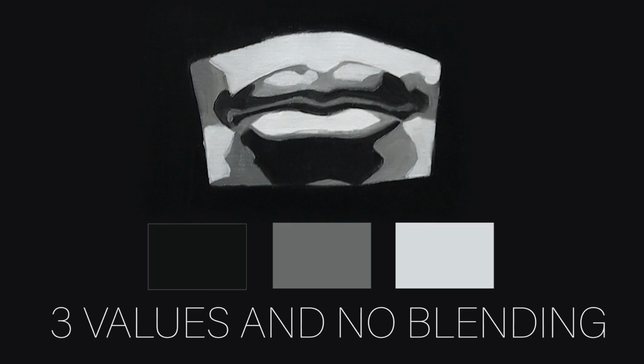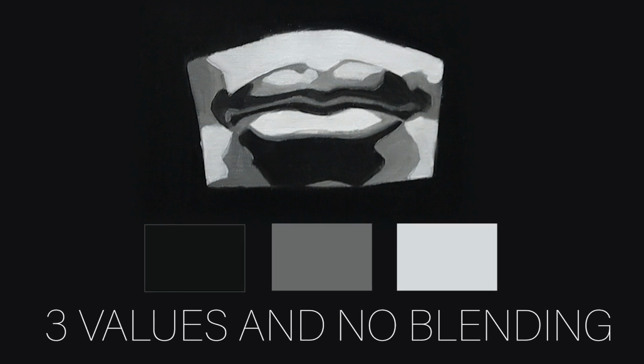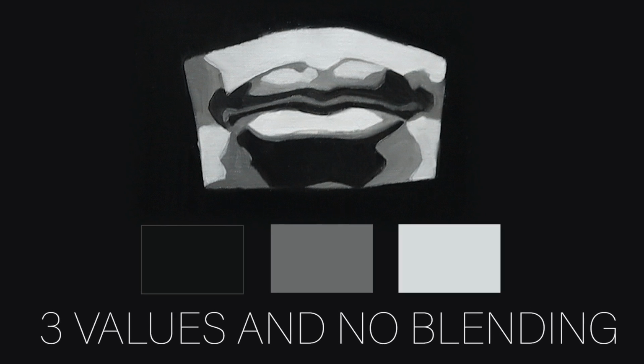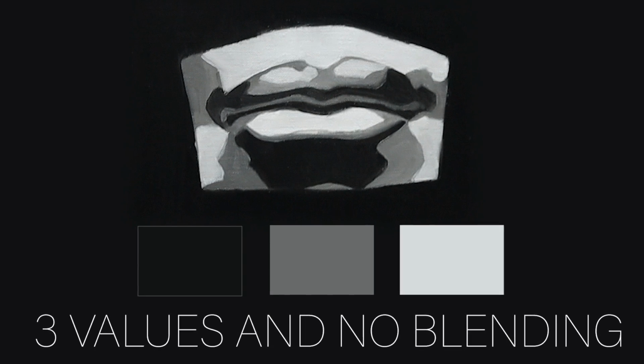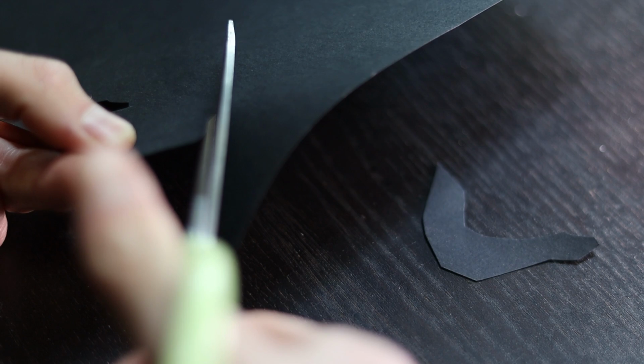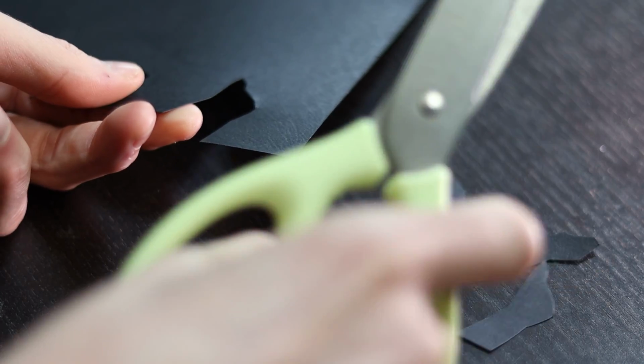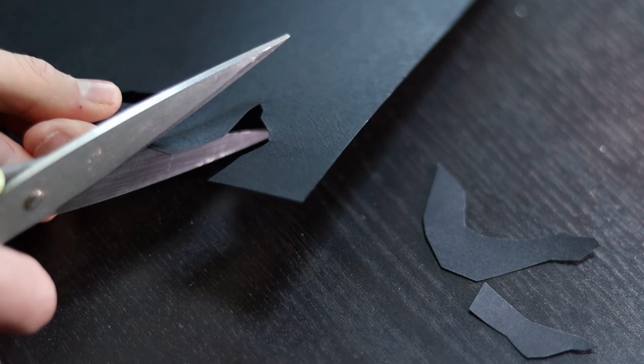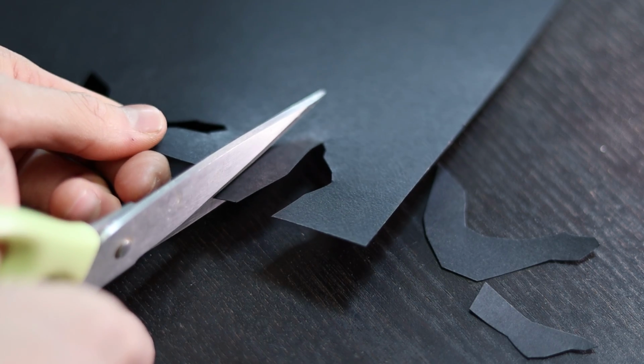This exercise consists of making a still life with only 3 values and with no blending from one area to the other, which means that all the value areas will have hard edges as if they had been cut out of paper. The premise is that it's easier to draw shadow shapes with hard edges and soften them later than to do the other way around, start with soft edges and try to sharpen them afterwards.